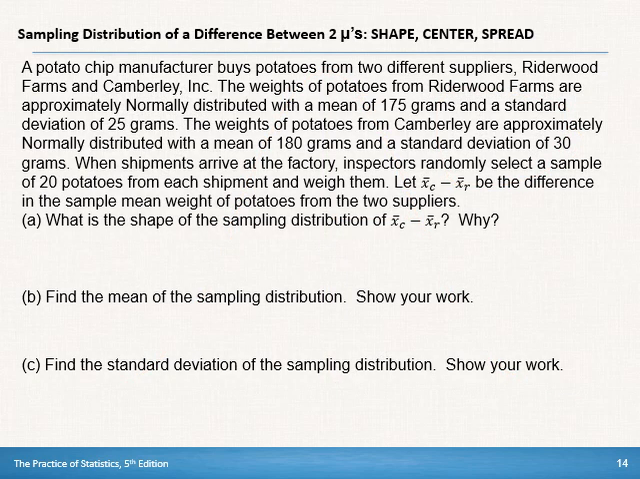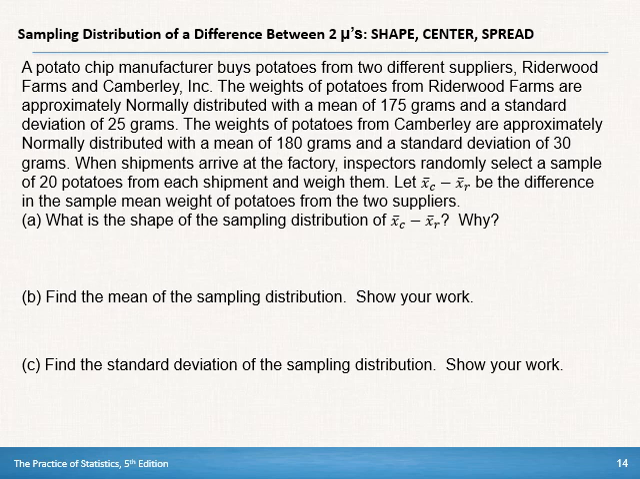All right, so let's look at an example and practice a little bit of some of the shape, center, and spread of our sampling distribution. A potato chip manufacturer buys potatoes from two different suppliers, Riderwood Farms and Camberley Incorporated. The weights of the potatoes from Riderwood Farms are approximately normally distributed with a mean of 175 grams and a standard deviation of 25 grams. So again, we're pretending we know the population mean and the population standard deviation. For the time being, we're going to pretend we know those.